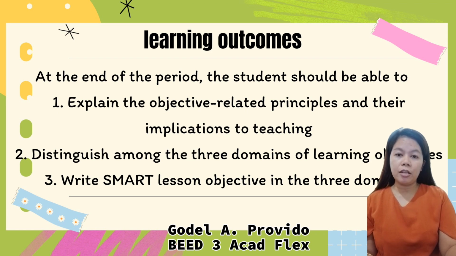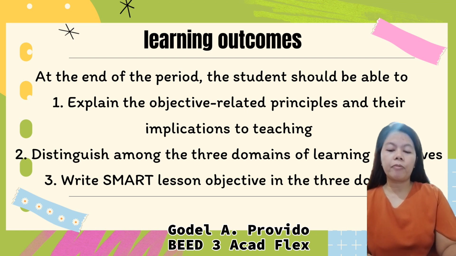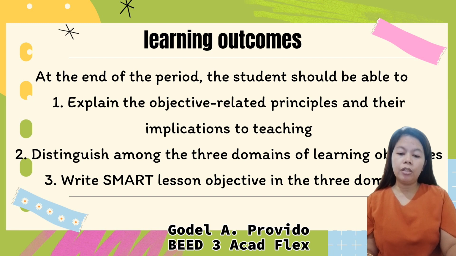Let us read first our learning outcomes. At the end of the period, the students should be able to, number one, explain the objective related principles and their implication to teaching; number two, distinguish among the three domains of learning objectives; and number three, write SMART lesson objectives in the three domains.